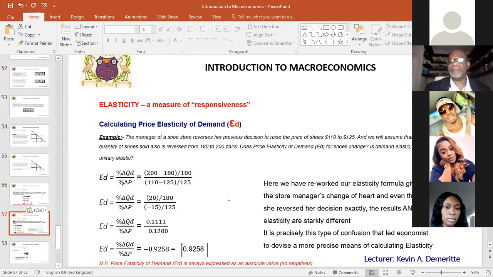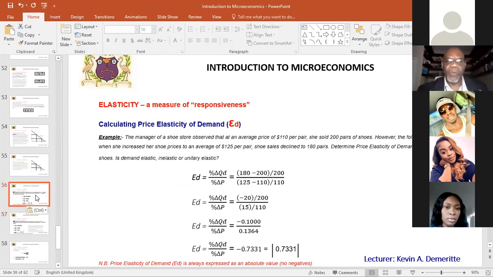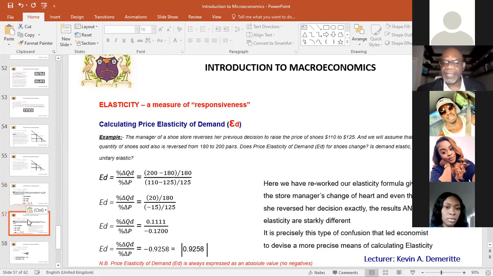Do you see the problem? When we increased the price, we had elasticity along this stretch of the demand curve of negative 7.331. When we lower the price, elasticity along this exact same stretch of the demand curve was negative 0.9258. Granted, it's still inelastic because it's less than 1, but it's not the same.